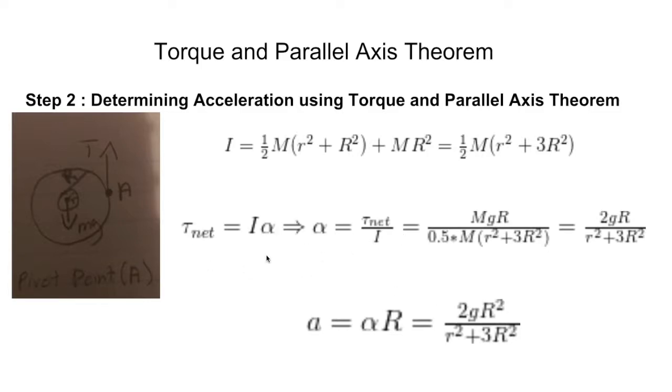You plug the angular acceleration into the acceleration formula. So tangential acceleration is equal to angular acceleration times radius, and you get 2 times gravity times R squared divided by (r squared plus 3R squared).